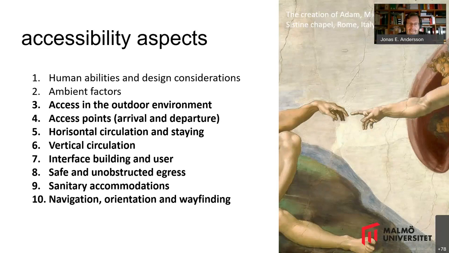On this slide, you can see that two bullets are not highlighted in bold characters. And that's the reason for that: human abilities and design considerations are very hard to find in the architectural design. And also ambient factors are not so easy to find in architectural design drawings. But on the other hand, bullets 3 to 10 will give you some indication by looking at the drawings. It's maybe not divine concepts, although I have used the Creation of Adam by Michelangelo as a backdrop to these 10 bullets. So let's enter into bullet number one, human abilities and design considerations.